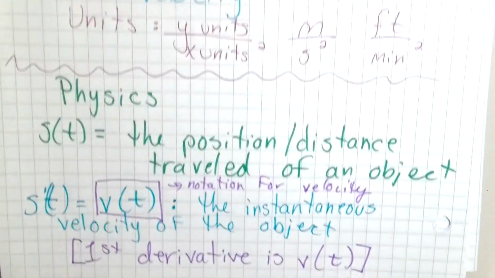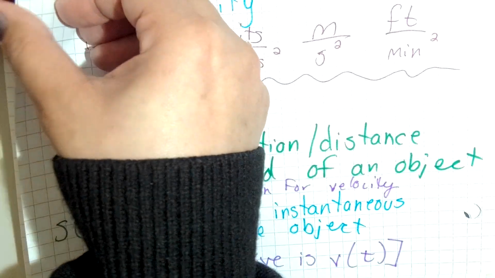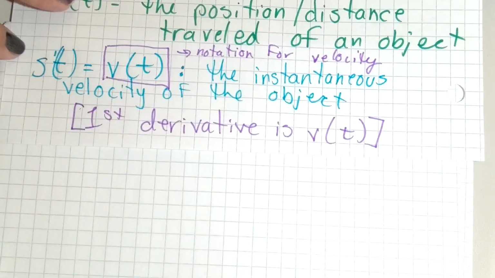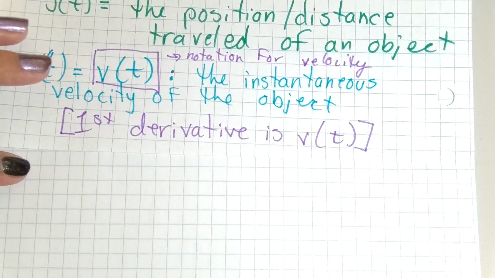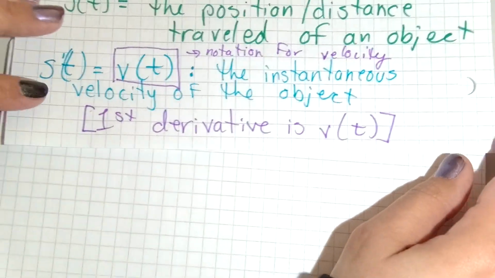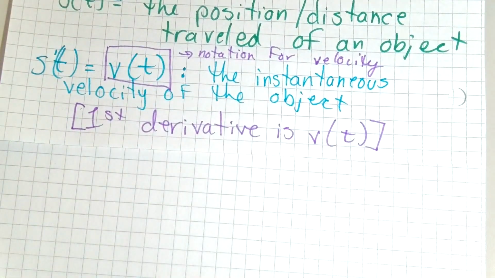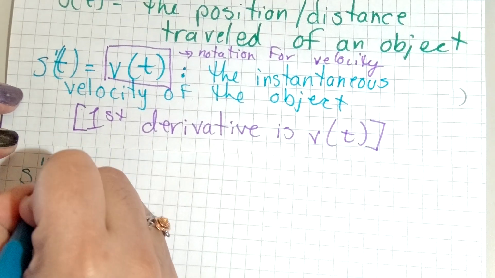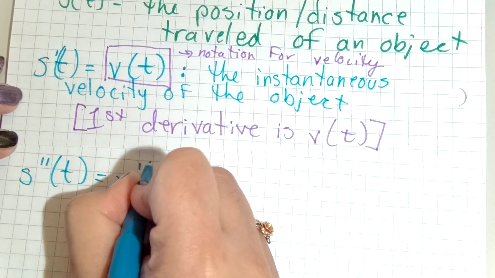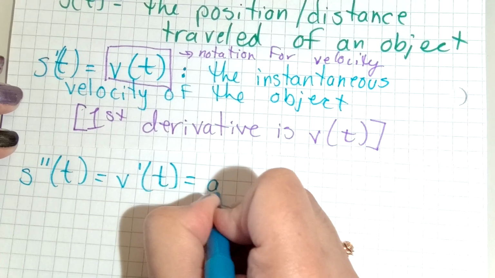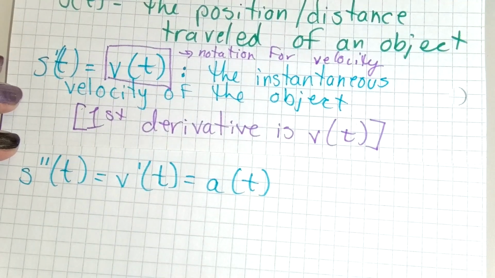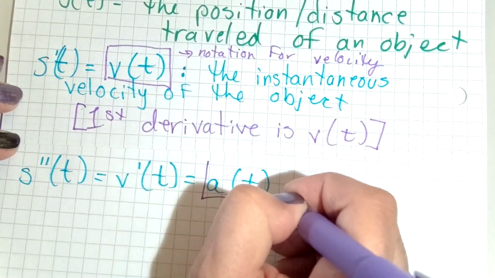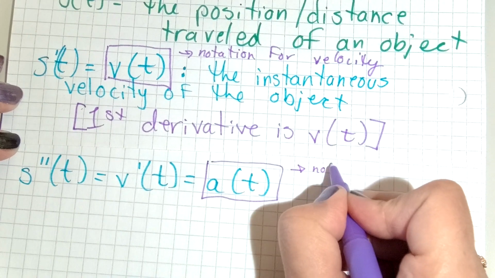I know some of you are still writing, so I'm just going to move this up. Okay. So, as Walter asked, the second derivative, which is the first derivative of velocity, is acceleration. So this is acceleration, and this would be the notation for acceleration.